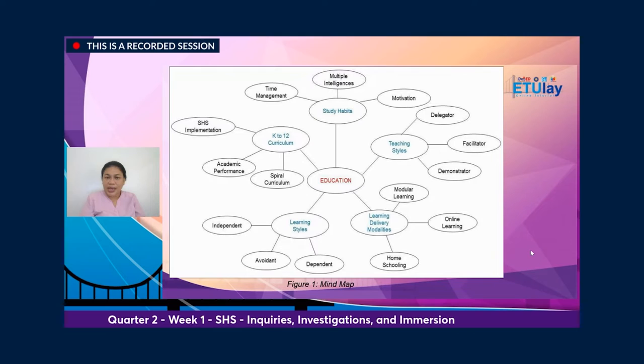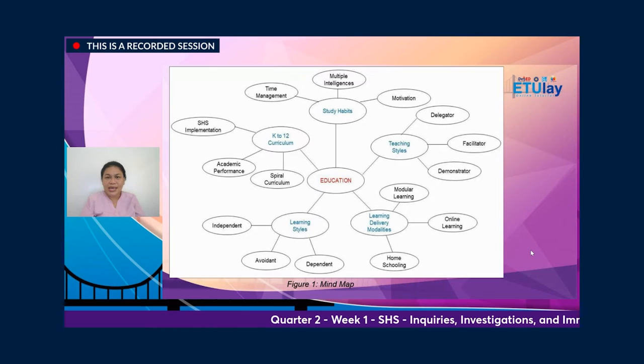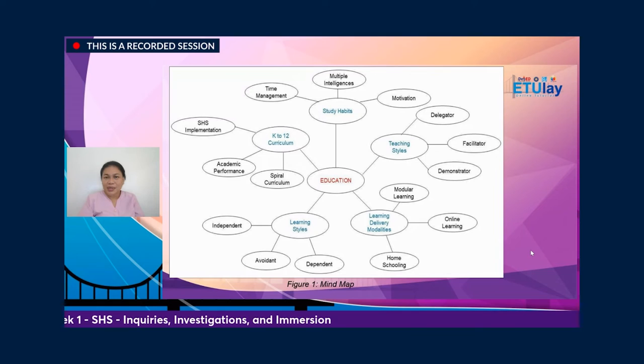So we can simplify it to more simple topics like K-12 curriculum, study habits, teaching styles, the learning delivery modalities, learning styles. For the K-12 curriculum, we have subtopics like SHS implementation, academic performance, spiral curriculum. For the study habits, you can do time management, multiple intelligences, motivation. For the teaching styles, you have the delegator, the facilitator, the demonstrator. For the learning modalities, you can do modular learning, online learning, or homeschooling. Learning styles, we have the independent, avoidant, and the dependent.